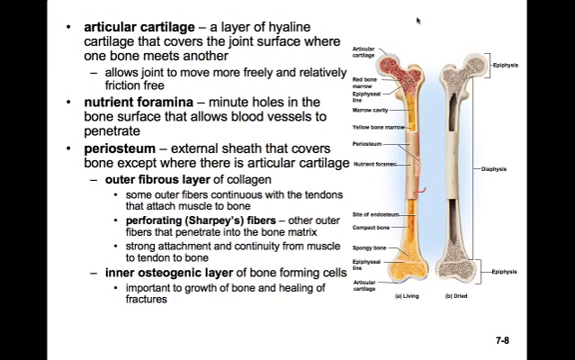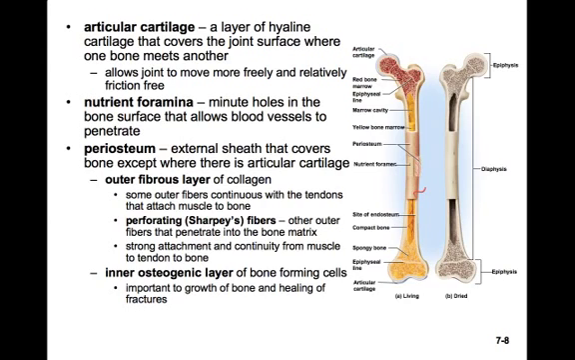On the ends of the bones, we'll see articular cartilage, which is a layer of hyaline cartilage that covers the joint surface where one bone meets another and allows for a lot of slippage. The nutrient foramina are small holes in the bone surface. These foramina allow blood vessels to penetrate into and out of the bone.